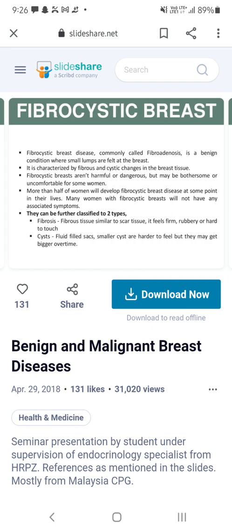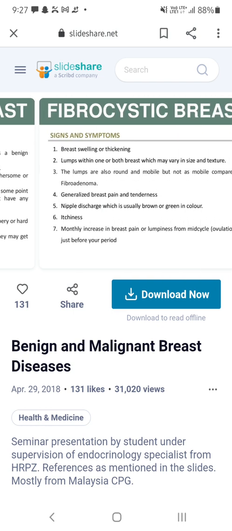is a very common disease, a very benign one, and not harmful or dangerous. More than half of the women will develop fibrocystic disease, not fibroadenoma. So it can be further classified into fibrous and cystic. The fibrous type may be scar tissue, rubbery and hard to touch. Cystic is fluid filled and very soft to touch.